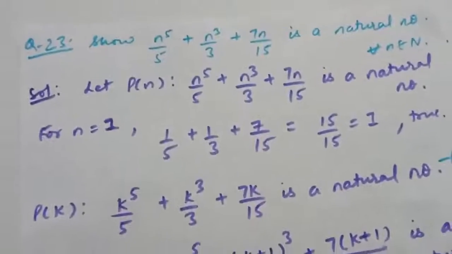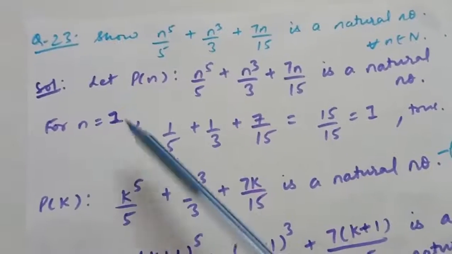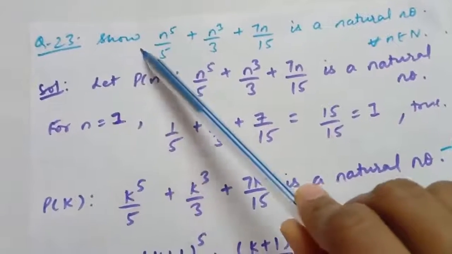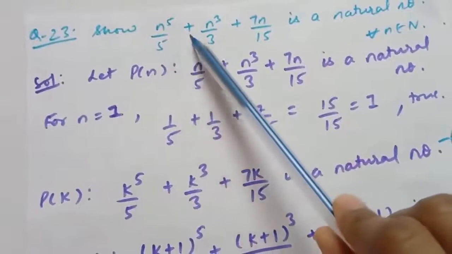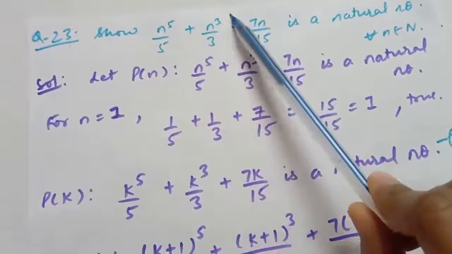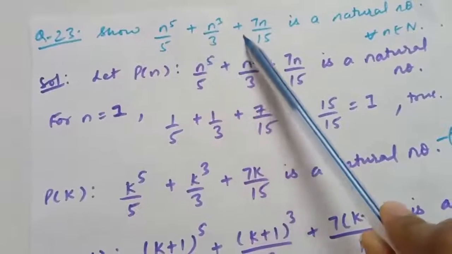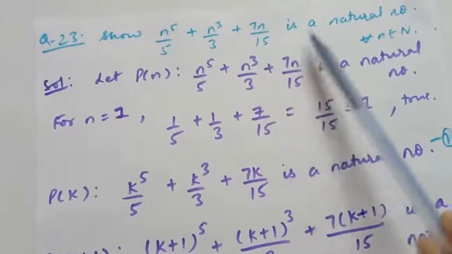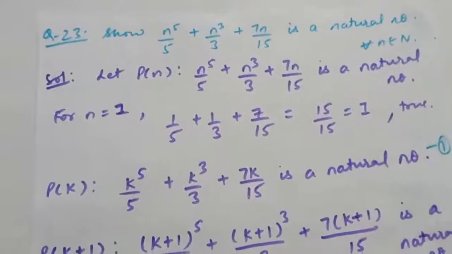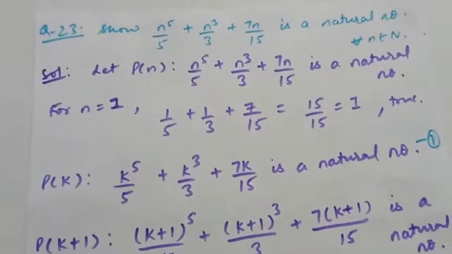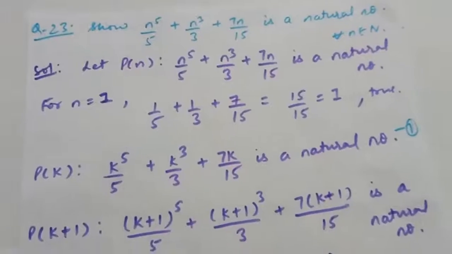The last statements I am not writing in any questions, but you have to write in every question. Now question number 23 is: show n raised to the power 5 upon 5 plus n raised to 3 upon 3 plus 7n upon 15 is a natural number for all n belongs to natural number. So let this statement be Pn.